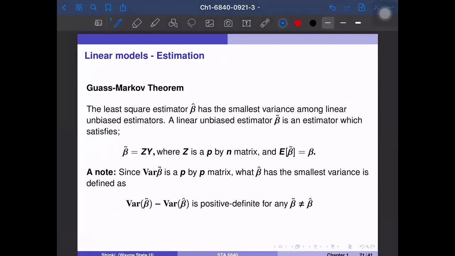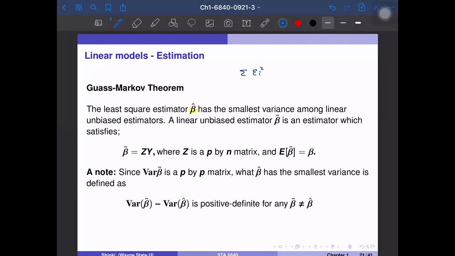Hi everyone, the next topic is Gauss Markov Theorem. This theorem guarantees some good properties for least square estimator beta hat. We have studied beta hat. Beta hat is defined by minimizing sum of squared residuals. And how is this estimator justified? Gauss Markov theorem guarantees some good properties for beta hat.